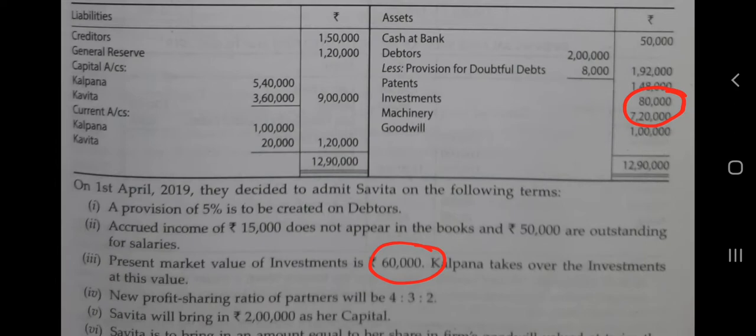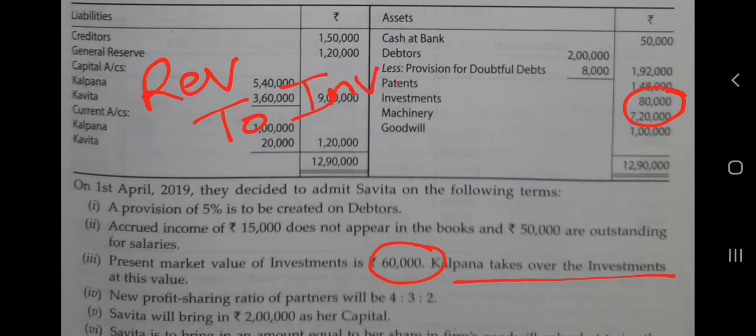And later on, Kalpana is taking over the investments. So the journal entry will be Kalpana's current account debit to investments. First of all, we will reduce the value of investments. And what is going to be the entry? The entry will be revaluation account debit to investments. Investments is an asset. When an asset decreases, it is credited in the journal entry.